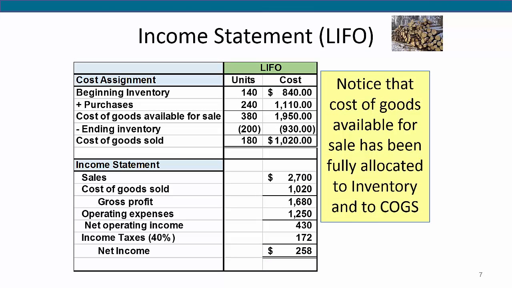After cost of goods sold is deducted from sales, Laker Company has gross profit of $1,680. Subtracting operating expenses of $1,250 and income taxes computed at a rate of 40% of $172 leaves the company with net income of $258. We'll see this is actually higher than FIFO net income because inventory costs are declining, they're going down. So please pause to review the facts given in this exercise at this time if you need to do so.